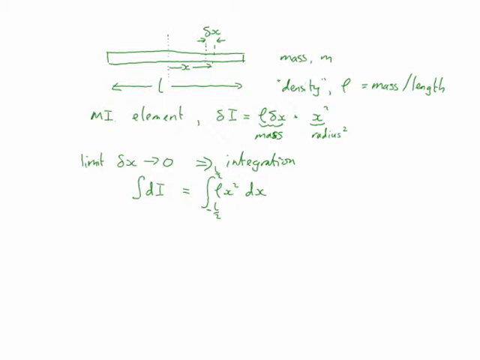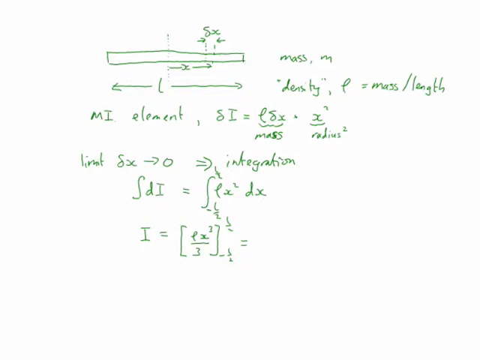Okay, well, the integral of 1 with respect to something is just I. So here we get the total moment of inertia I, and then we just have to integrate this. Well, rho times x squared, where you just increase the power by 1, so we get rho x cubed, and divide it by the new power, that's 3. And then we go from minus L over 2 to L over 2.